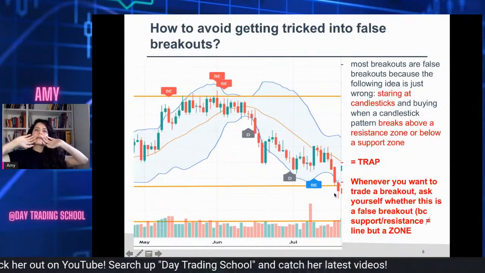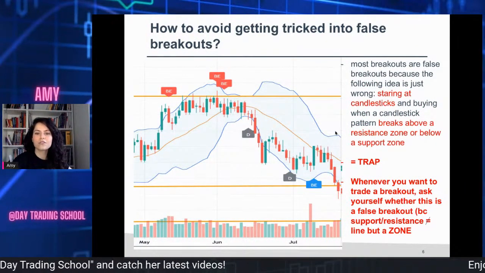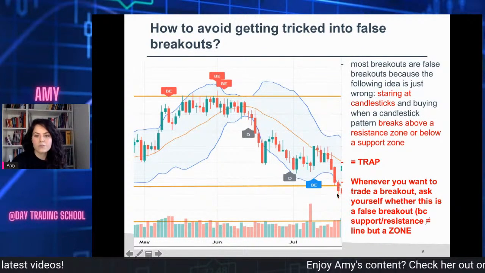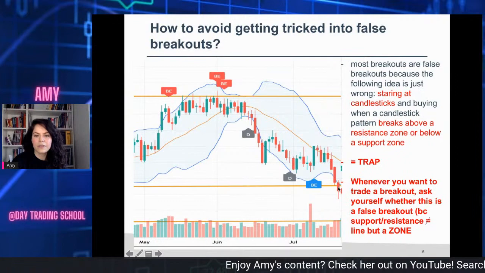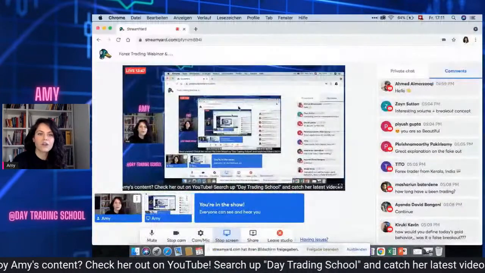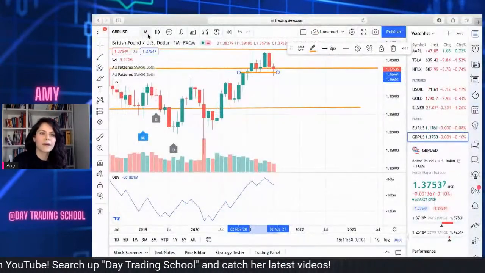how do you avoid getting tricked into false breakouts. This is a situation I just copied from this candlestick right here. This happened on Monday, I guess, exactly on Monday. I'm going to talk about this chart right here, GBP USD. That's my favorite Forex pair.